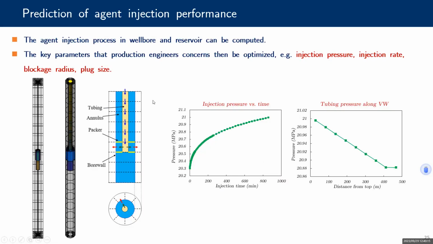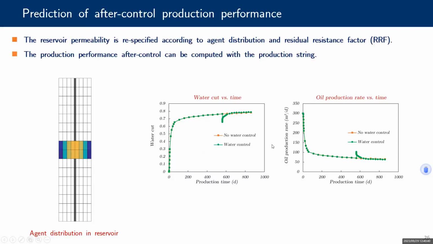This is a simulation result. The agent injection process in the whole reservoir can be computed. As in the picture, we can see that first the chemical agents are injected in the tubing, then slowly injected into the reservoir. The key parameters that production engineering concerns can be optimized, such as injection pressure, injection rate, blockage radius, and plug size. The reservoir permeability is updated according to the agent distribution and residual resistance factor. The production performance of the control can be computed with the production stream.